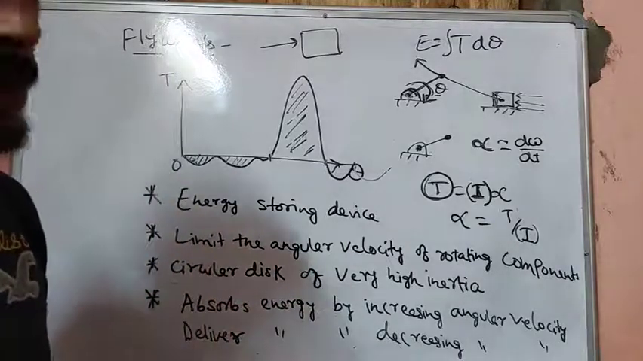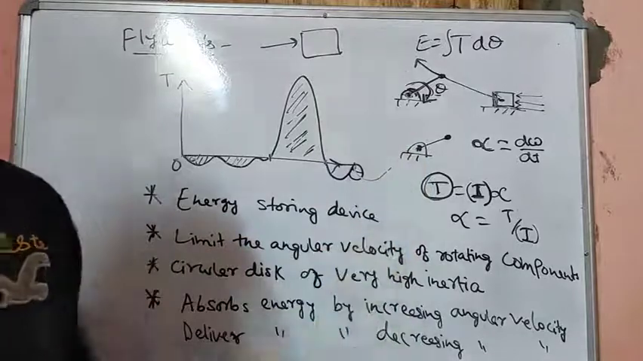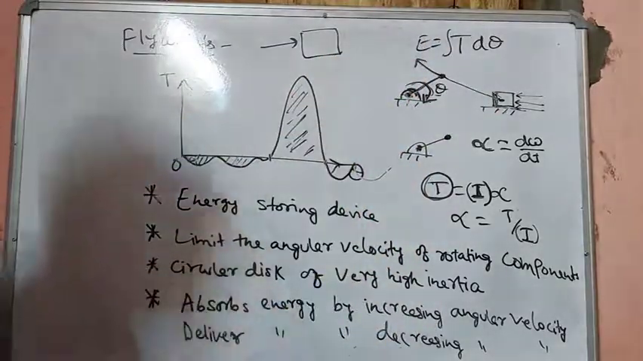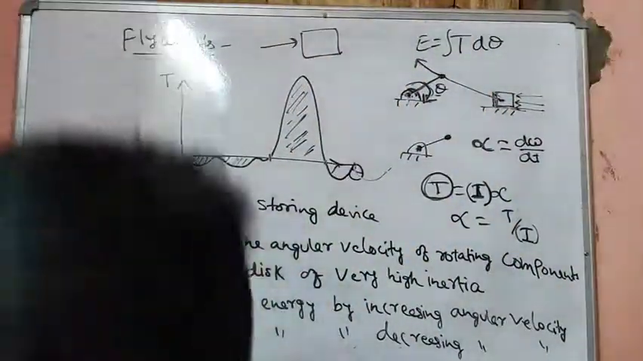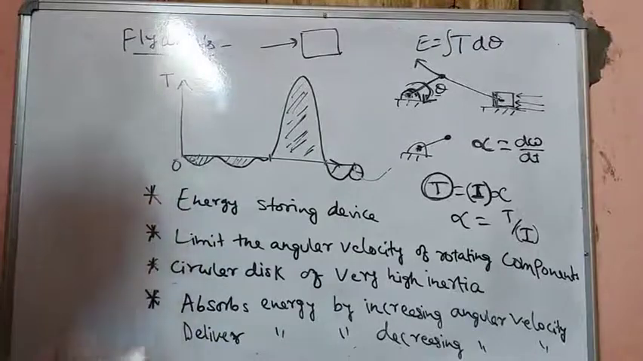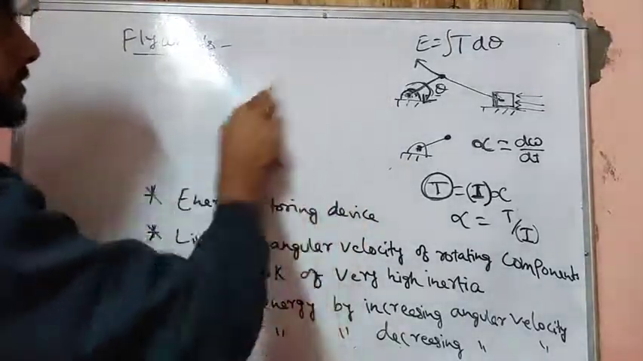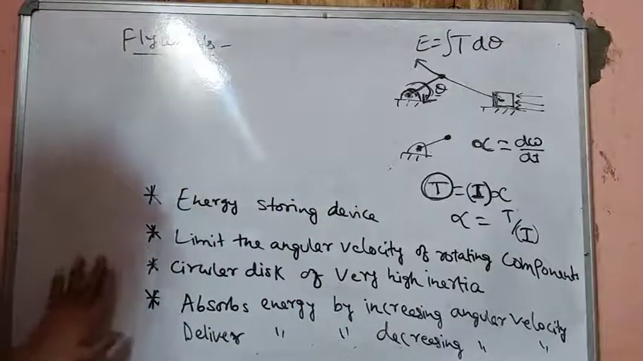the energy. Okay, and when the system requires some energy, the flywheel will deliver the energy in the form of a decrement in its angular velocity. Okay, so let's do an analysis of a flywheel. So these are the few important points about flywheels that we have learned.